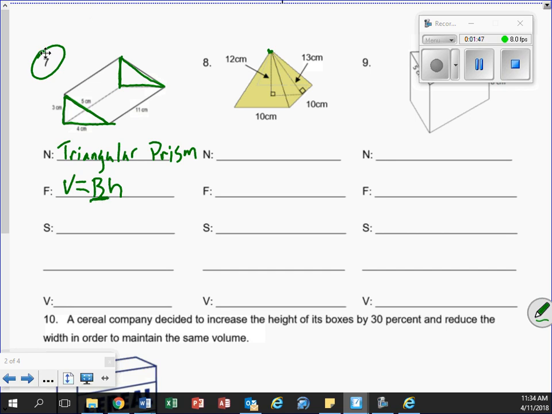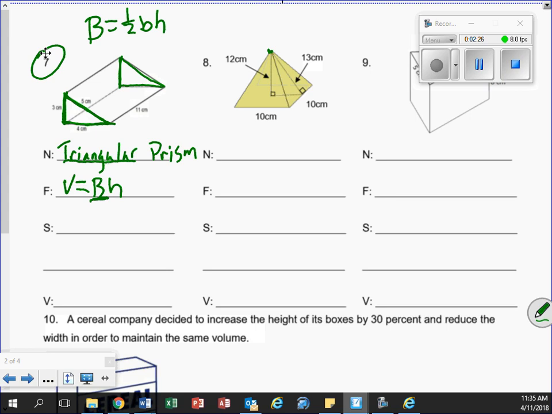Now, we know that big B is the area of the base. And for the area of the base, we have to figure out what shape the base is. I've highlighted the base here, and yes, you're correct, it's a triangle. The name of the shape will always be the base. Triangular prism, the base is a triangle. So we know that B equals 1/2 base times height. Now, when we're looking for big B, or the area of the base, solely look at the base. So we're looking at the triangle here.